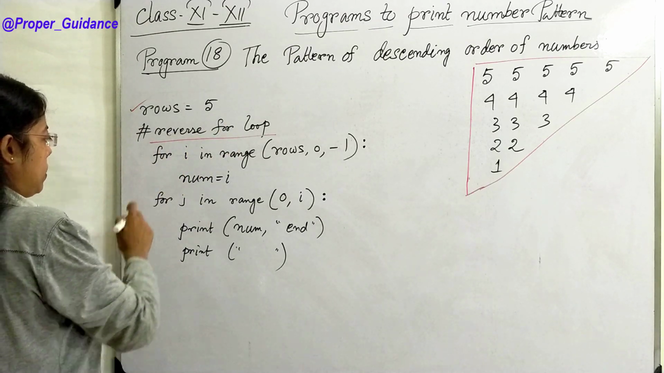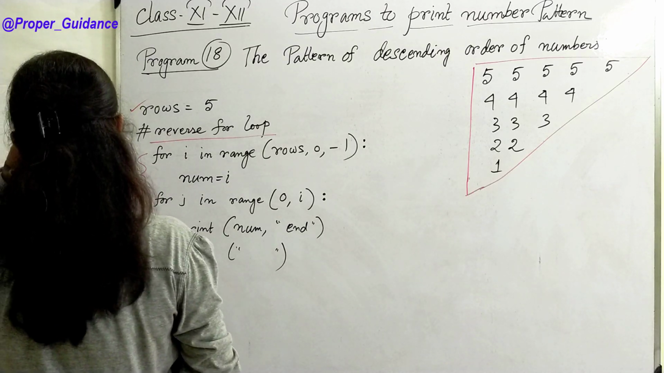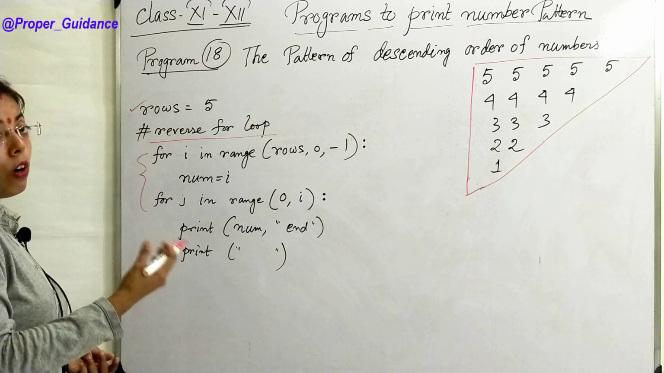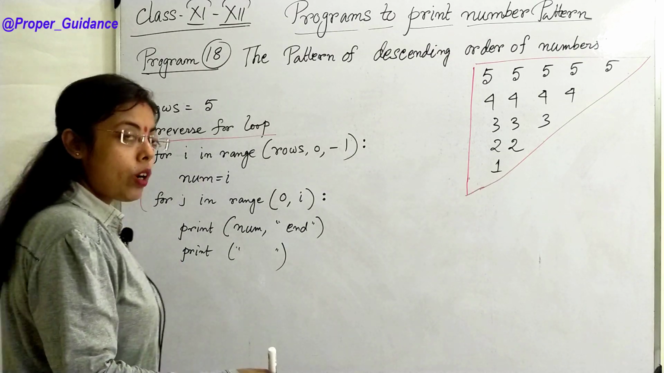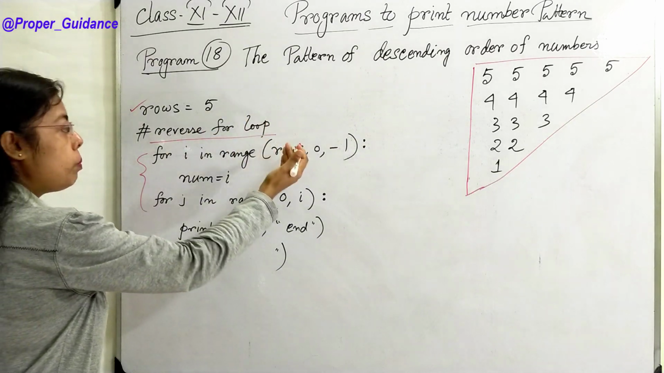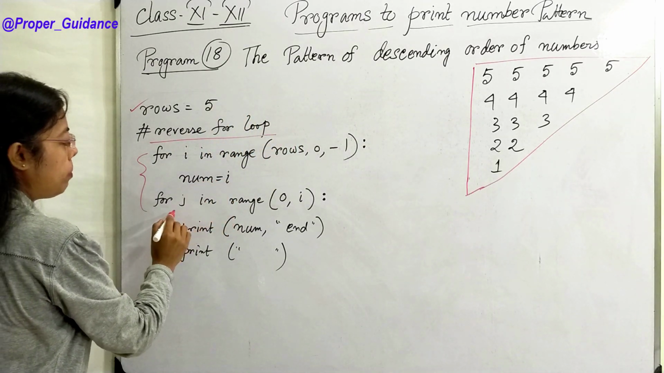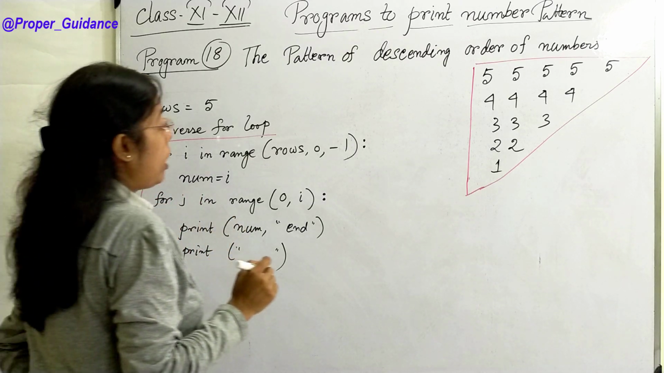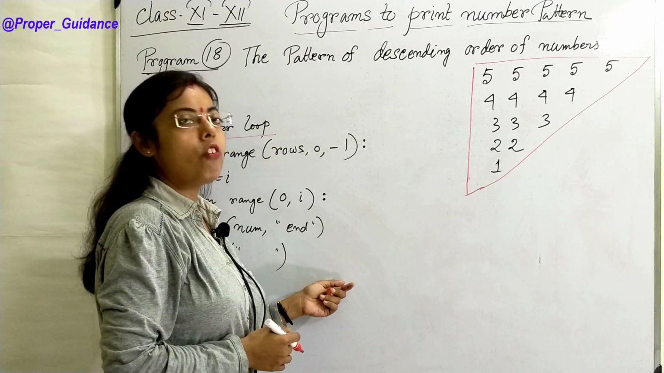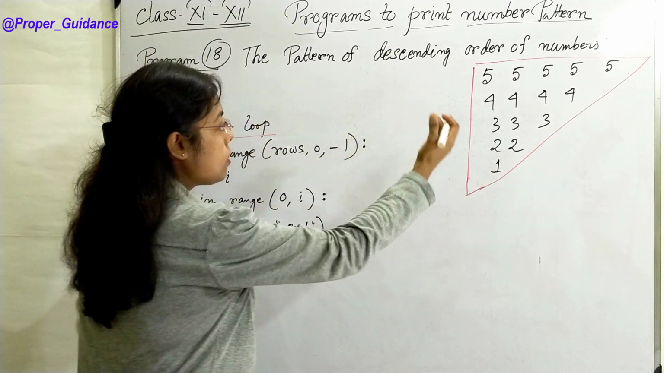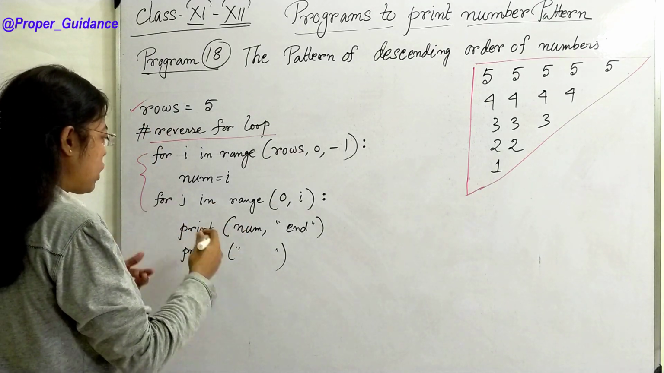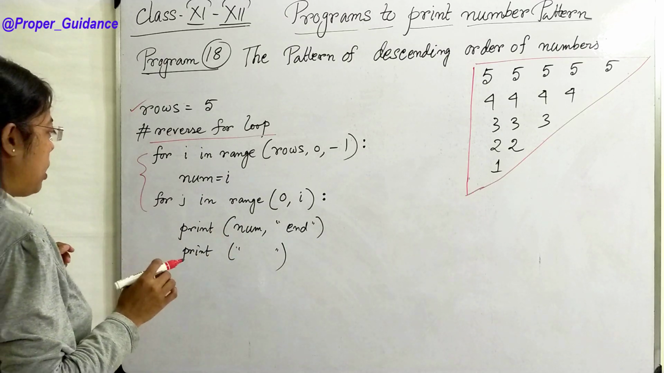One more point is that here we used a nested for loop. What is the meaning of nested for loop? A for loop within another for loop is known as a nested for loop. This loop is also known as the outer loop, and within this loop is another loop, that is the inner loop. Students who are new to my class, please go through the previous programs I have already done on this type of pattern, but still I am explaining all these things elaborately.